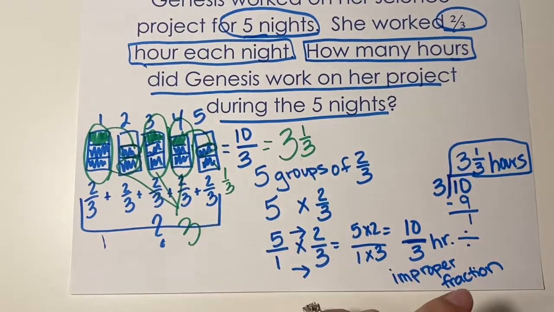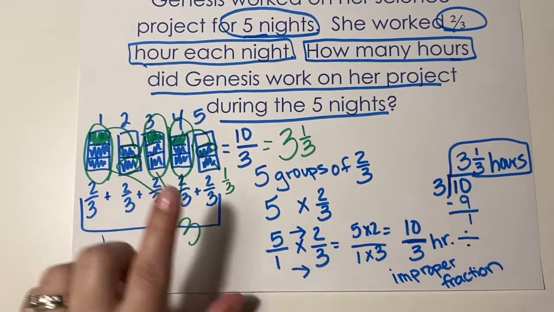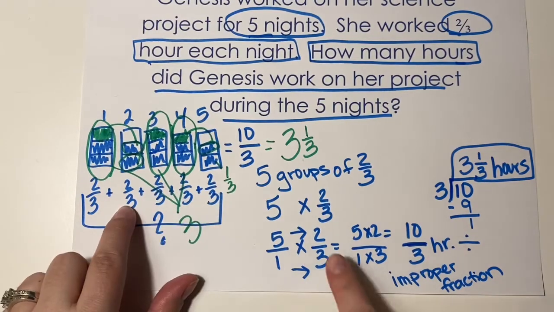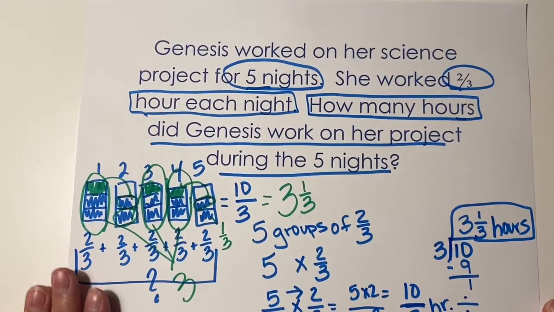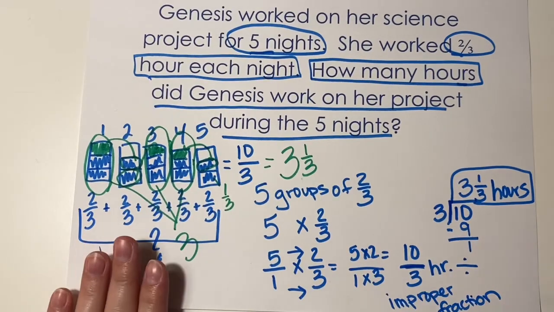Exactly the same way. So whichever way you decide to do, if you want to draw a picture, do your addition or your multiplication, any way you work it out, you're still going to have the same answer. So do whatever works for you.